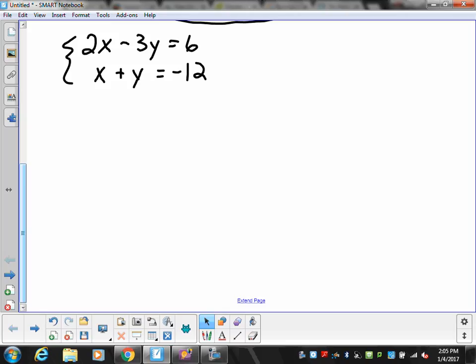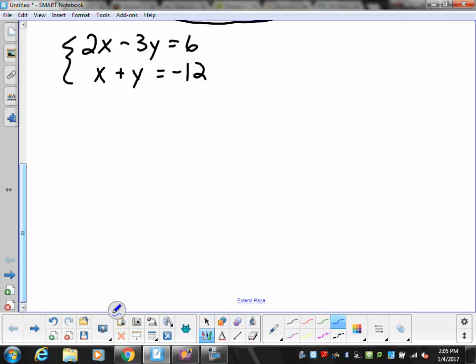Alright, so let's start with this question. Which variable is the easiest to solve for? The second equation, for sure. Doesn't matter which variable, because they're both just as easy. And so let's solve for x in the second equation. How do I do that?